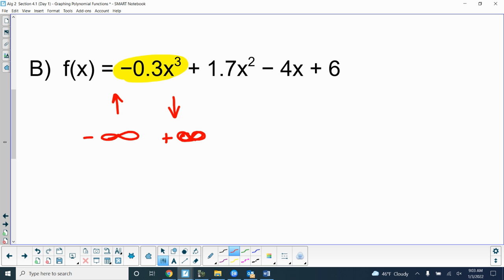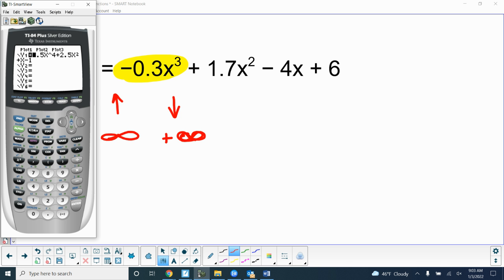If I go ahead and put that in my calculator, negative 0.3 x to the third plus 1.7 x squared minus 4x plus 6, is the far left going up and the far right going down? Yeah. Okay.